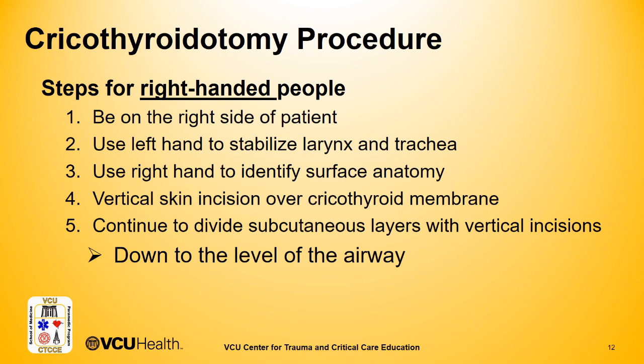You have been feeling this with your right hand while stabilizing everything with your left hand. Now you've identified your site and you're going to make a vertical incision over the cricothyroid membrane. This is an emergency procedure, so you want to make your incision large enough to be able to perform the procedure successfully. And you will continue to divide the layers down to the level of the airway.